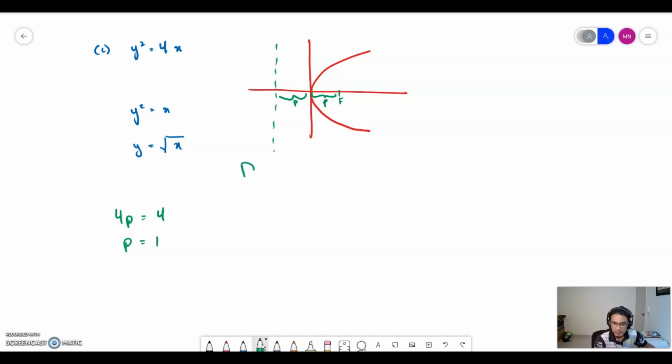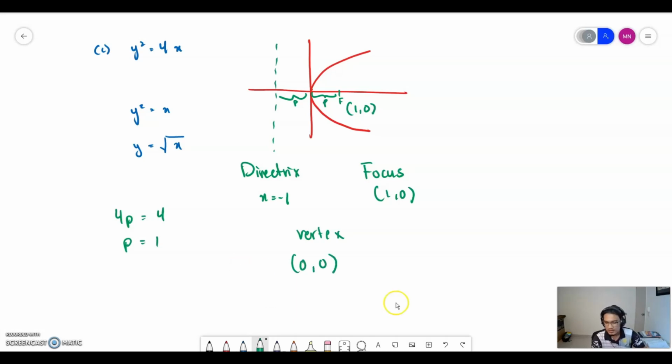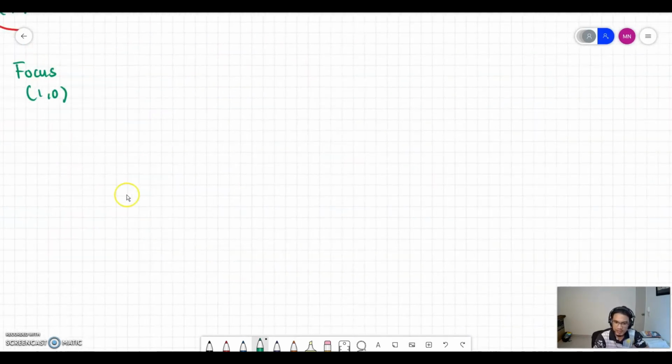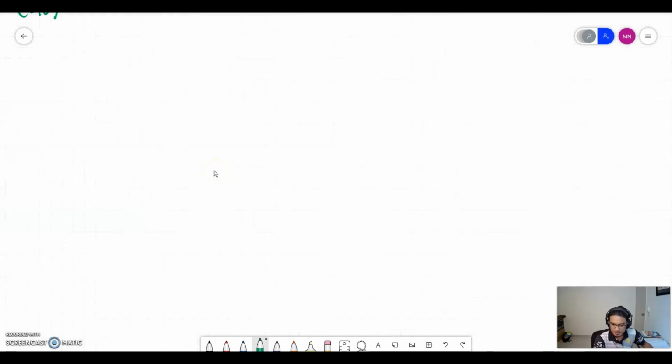Okay, so now we have a directrix with equation x equals negative 1, and the focus will be (1, 0), and the vertex for this parabola will be (0, 0). Okay, now let's look at example number 2: y squared equals negative 2x.